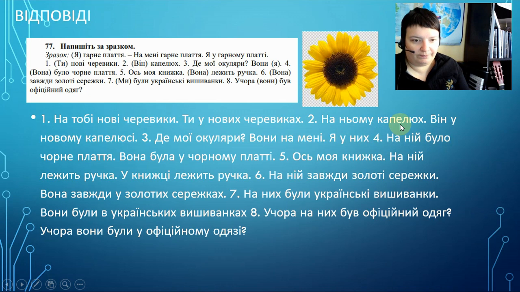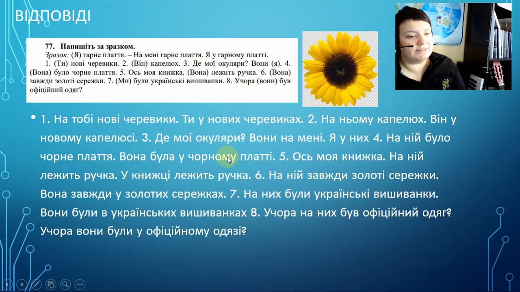Number 2. На ньому капелюх. The hat is on him. Він у новому капелюсі. He is in a new hat. Де мої окуляри? Where are my glasses? Вони на мені. They are on me. Again, we change я. Я у них. I'm in them. We change вони. На ній було чорне плаття. The black dress was on her. Вона була у чорному платті. She was in a black dress.